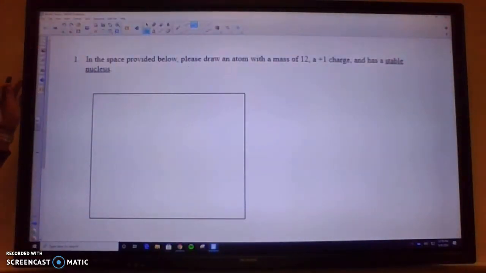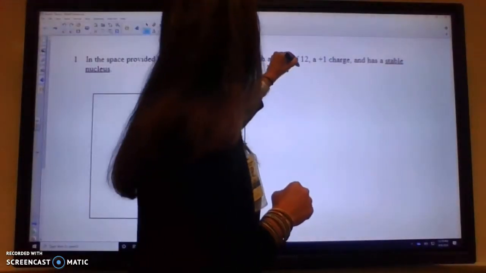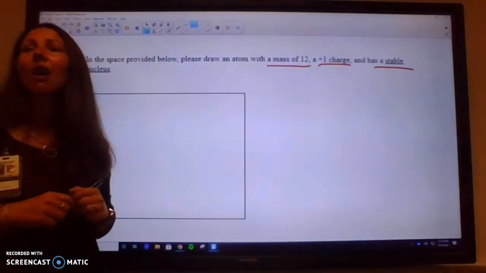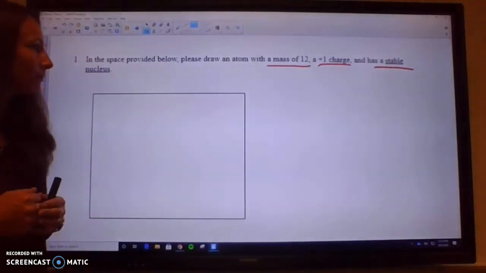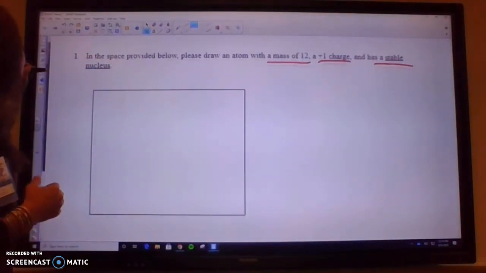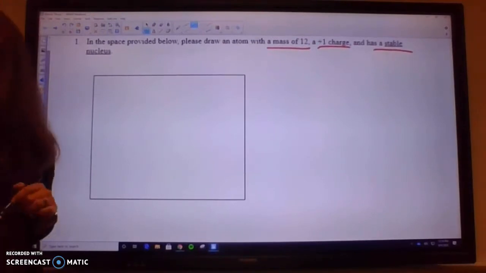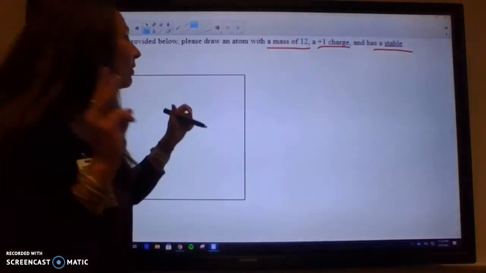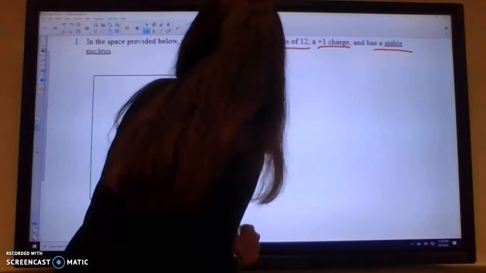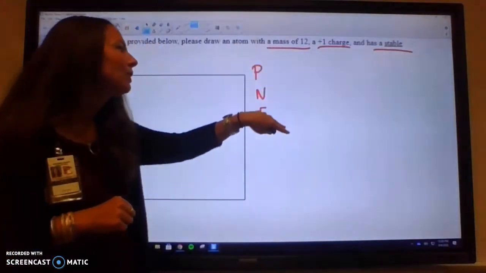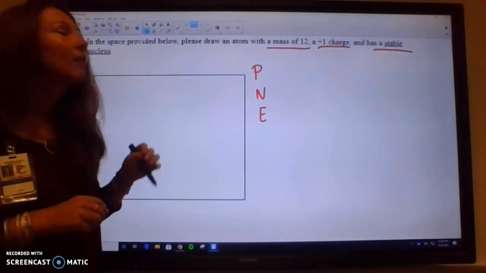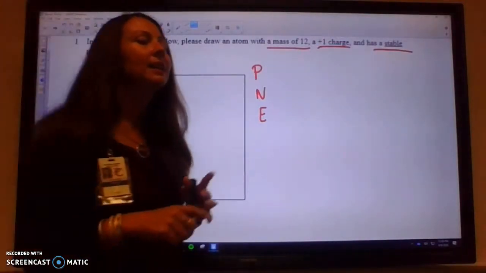So in number 1, it says, in the space provided below, please draw an atom with a mass of 12, a +1 charge, and it says it has to have a stable nucleus. All of those requirements are going to be given. So the best strategy that I can think of for you guys to work this out is to first think about, okay, I'm going to have 3 particles. I'm going to have protons, neutrons, and electrons. So I want you to think about how many of each particle goes into your atom before you make your drawing. So the first thing we're going to look at is the mass.